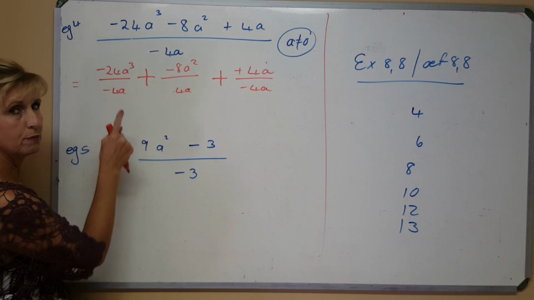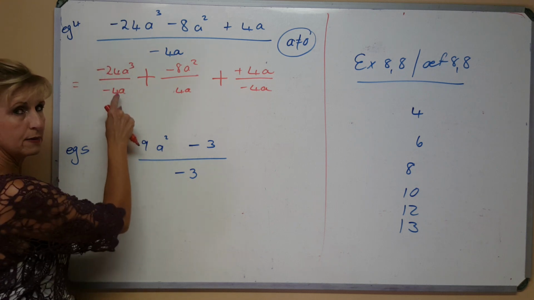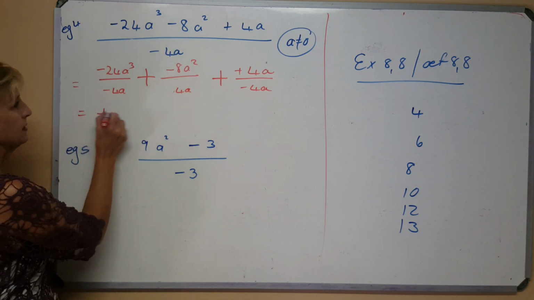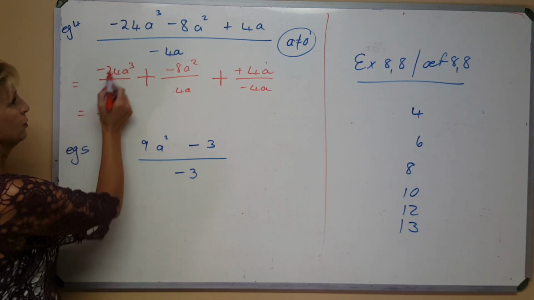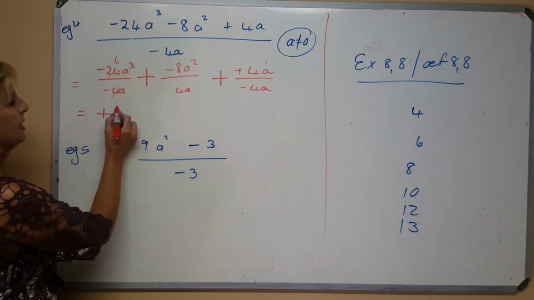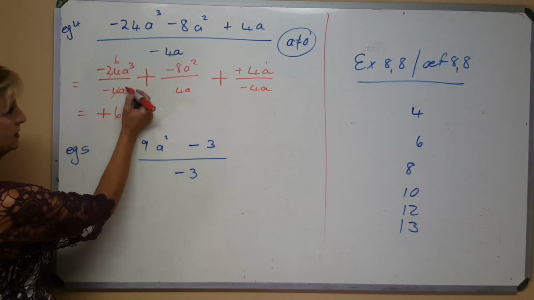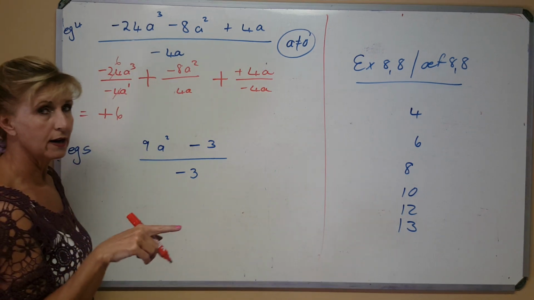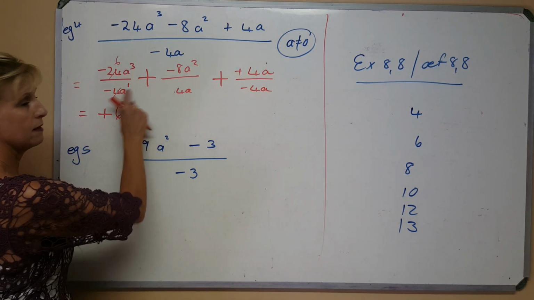Do you see the whole mission? Signs, numbers, variables. Die teken is 'n min gedeel deur 'n min is 'n plus. 4 gaan na 24 in, 6 keer. En as ek dan gaan sê a tot die mag, wat staan hier? If it's nothing there, then there's a 1. So when you divide, you subtract the exponent.